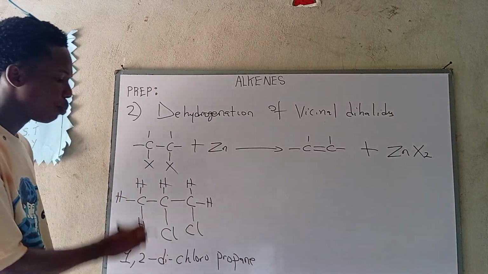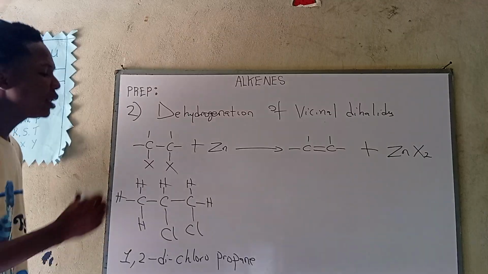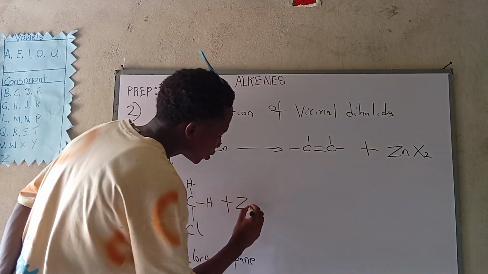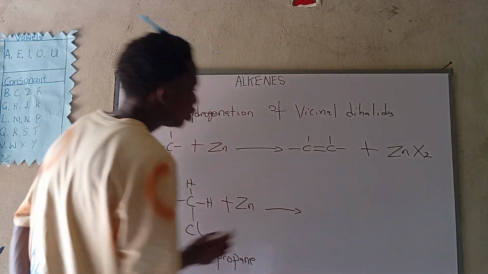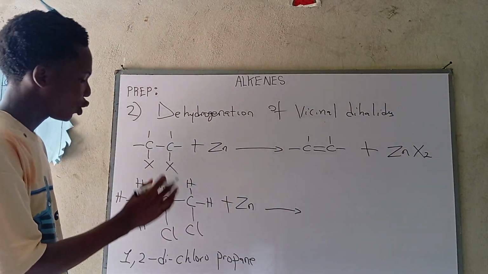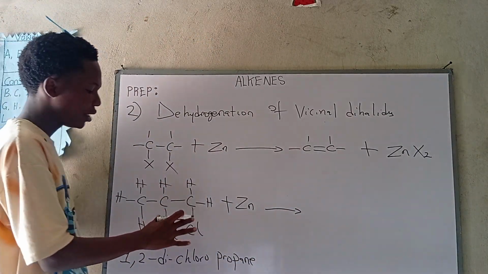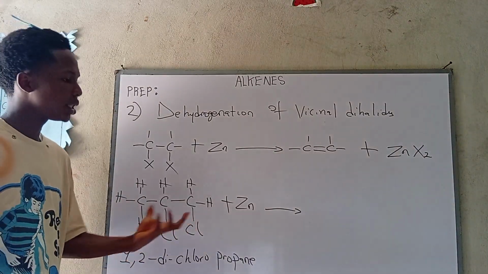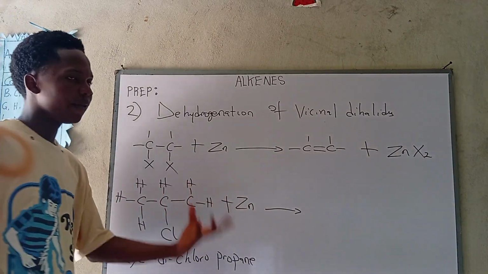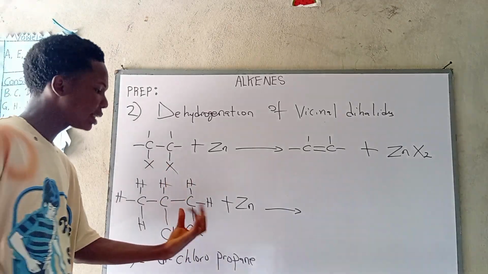1, 2-dichloropropane. Now if we react 1, 2-dichloropropane with a metal, what is going to happen? A double bond is going to be formed, because when we remove the two halogens here, the positions will not be vacant and they're not going to be replaced by what?